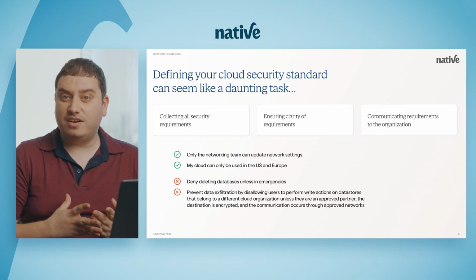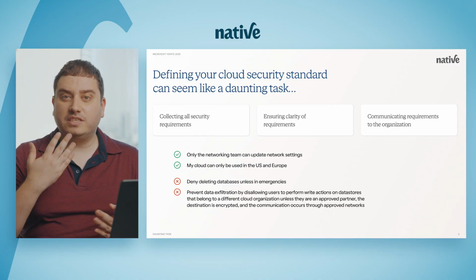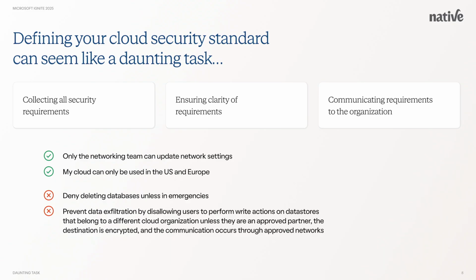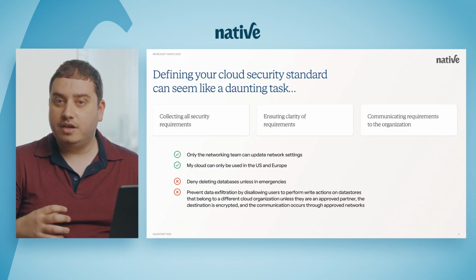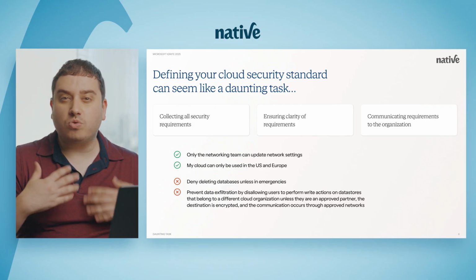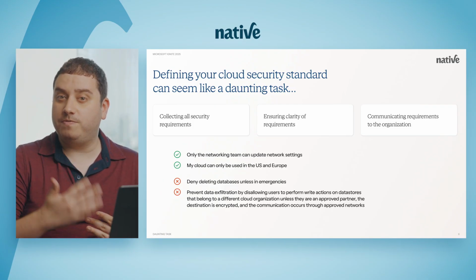To define that standard, you as the security administrator first need to go in and collect all of the security requirements. You need to make sure that they are clear so that you can implement them, but you also need to communicate those requirements with the organization so that they know how to use the cloud. On the bottom half of the slide, you can see several requirements that should or should not be a part of a cloud security standard. The first two requirements here are very succinct, very clear, and should definitely be a part of such a standard. The second two requirements should not be a part of a standard, but rather should be further refined.